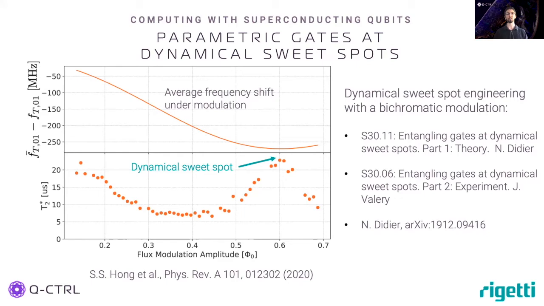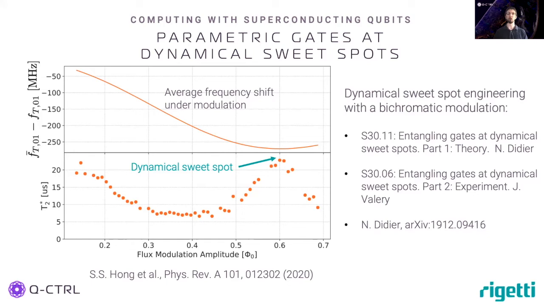To compute with these gates in practice, we need to be aware of the noise processes that impact their performance. Flux noise can significantly reduce the fidelity of parametric gates. However, AC or dynamical sweet spots have been derived and demonstrated, which render the gates first-order insensitive to 1-on-F flux noise. In the top plot, the average transmon qubit frequency shift induced by modulation is shown, and the turning point can be observed where the flux modulation amplitude is at 0.6 on the x-axis. The frequency shift is first-order insensitive to flux amplitude changes at the turning point, giving rise to the gate insensitivity.